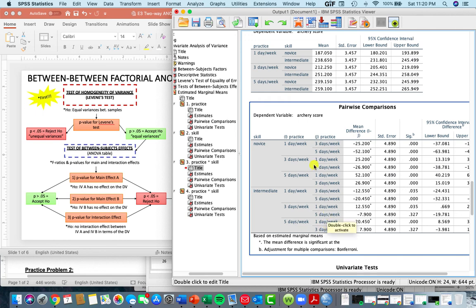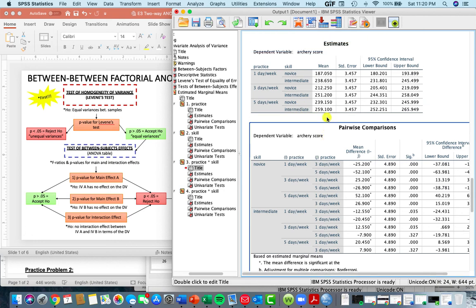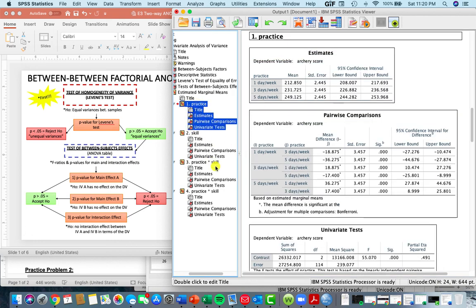So this is potentially valuable information depending on what your research question is, because we could look at, say we're looking at practice, right? These results negate skill level entirely. So it's just saying, right, 1 day is significantly different from 3 days. 1 day is significantly different from 5 days. But this comparison does not discern between our skill levels, right?